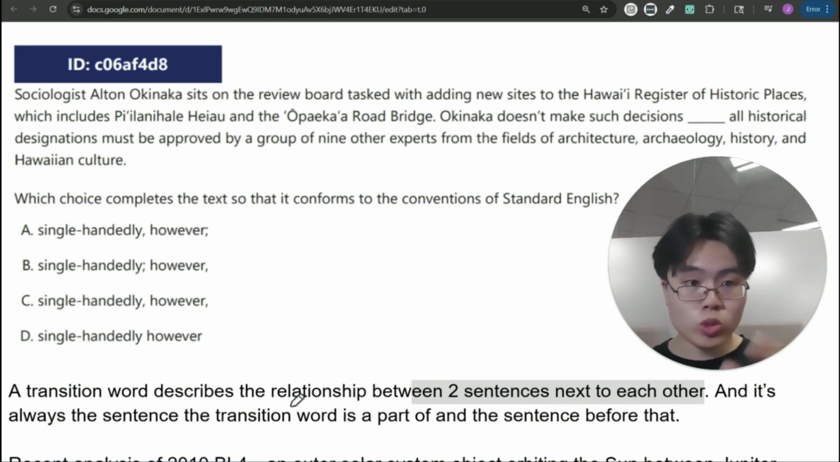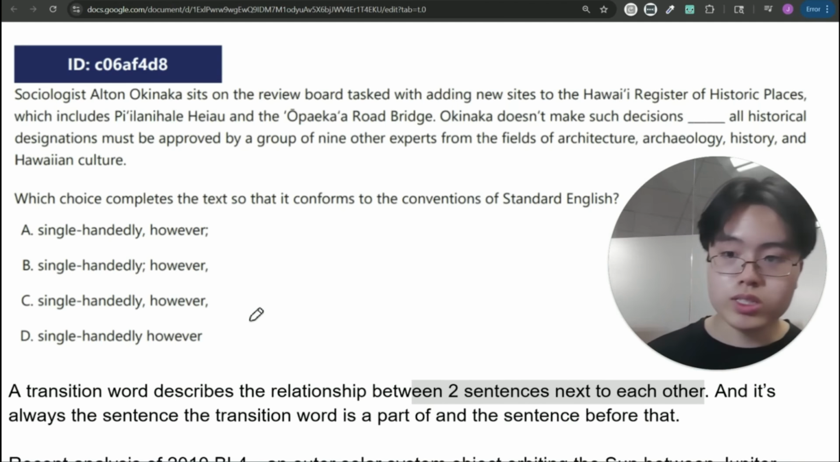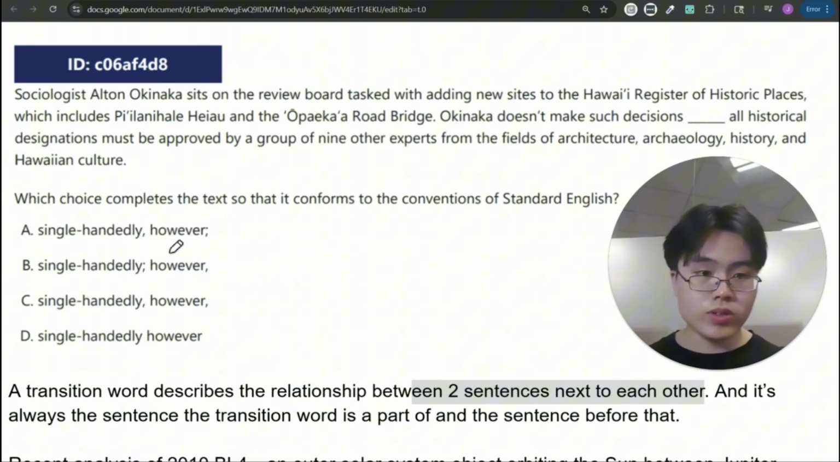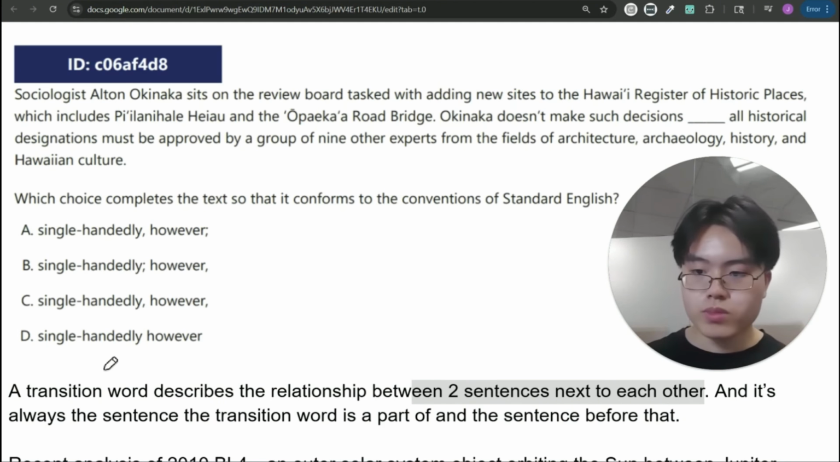Now, most of the time it will be contrasting. However, it's not always going to be contrasting, just to let you know. Sometimes a question has a "therefore" in it, and then it'll be cause and effect instead of contrasting. So whatever the transition word is, that's the relationship it's describing. Between two sentences next to each other.